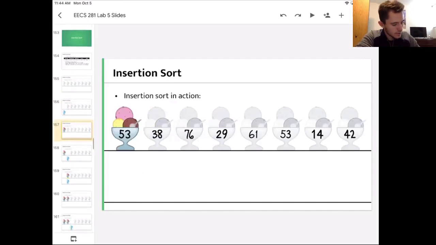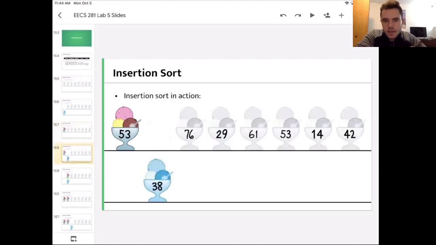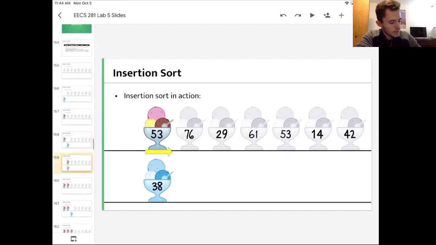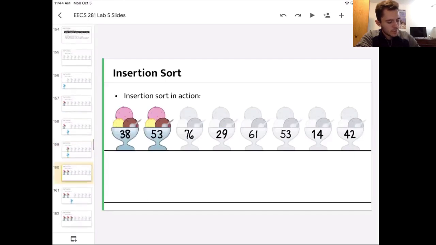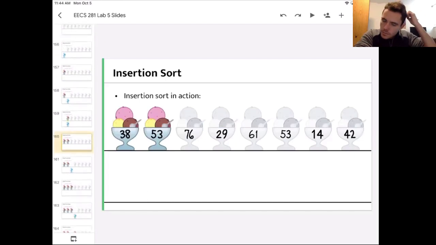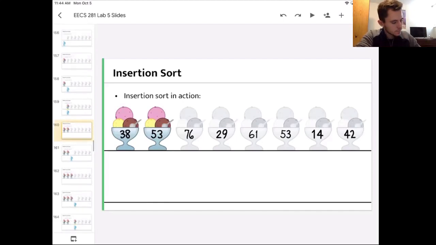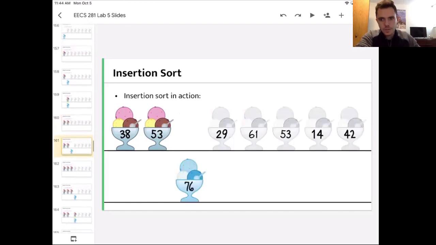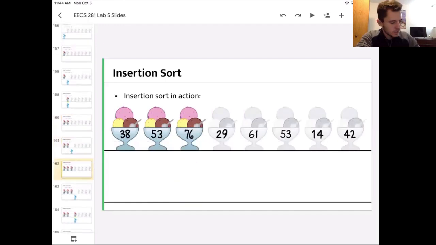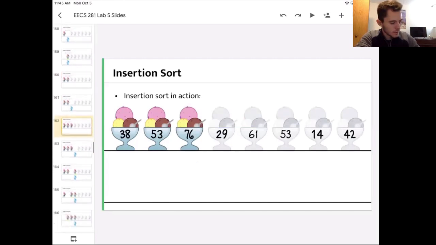Okay, so this has been inserted. Now we're going to grab the 38, which is the next element, and we need to insert that in. We keep shifting left until the element to the left of the 38 is smaller. We shift left because 53 is greater, and then we put the 38 in there. Next we grab the 76 and push that into the array. We keep shifting until we get to a smaller element. 53 is smaller, so we stop our shift right there.